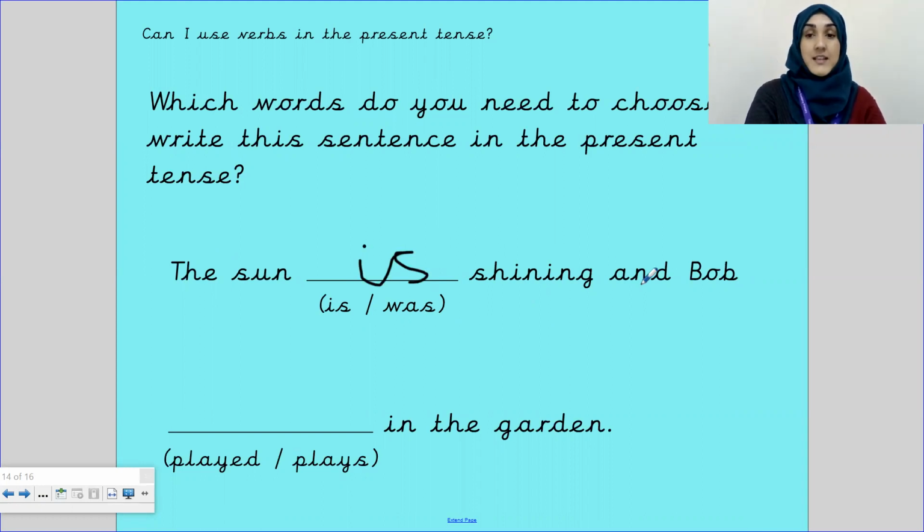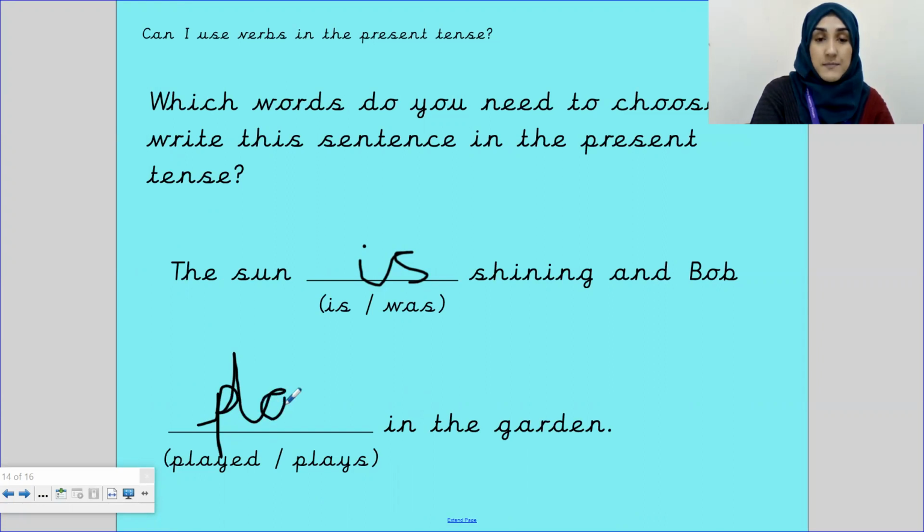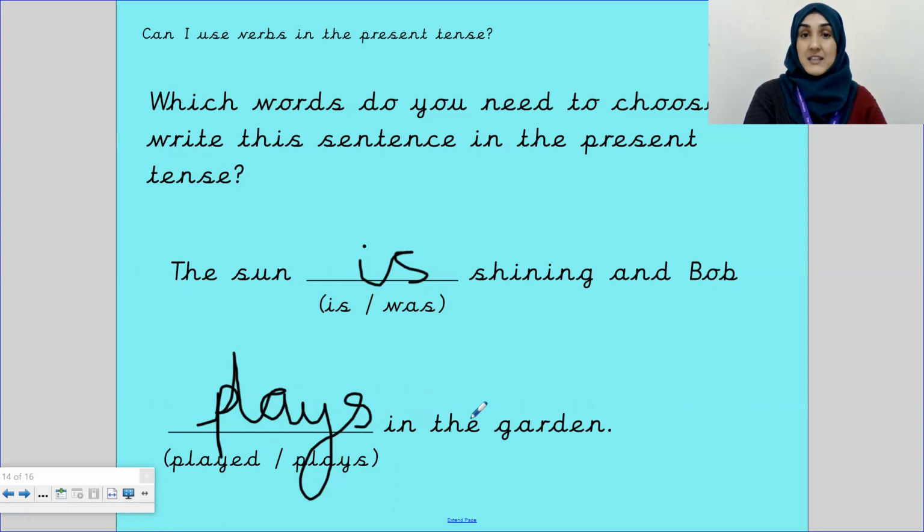Let's do the next part of the sentence. And Bob played in the garden, or and Bob plays in the garden. So put 1 finger up if you think it's played, put 2 fingers up if you think it's plays with a s on the end. 3, 2, 1, let me see your fingers. Fabulous, it's number 2, it's plays. Well done. Right, let's see if I can do some neat handwriting. Plays.